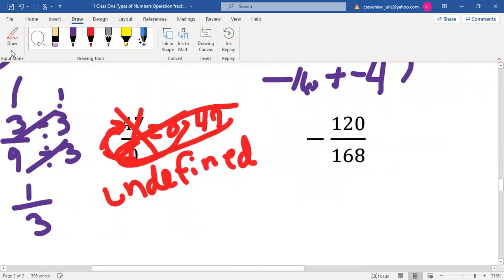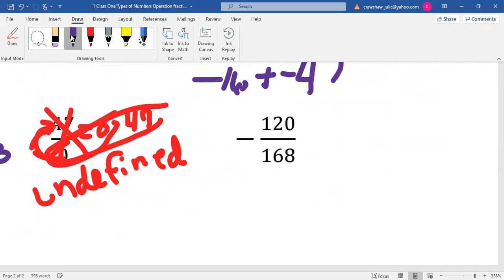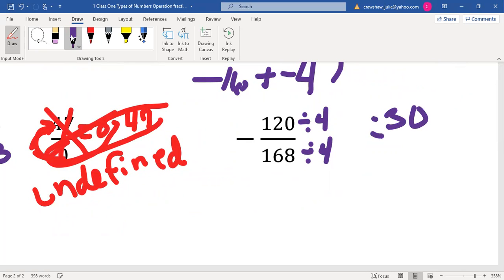Under the line, undefined. Now, a negative 120 over 168, they're both divisible by 4. So I can divide the numerator and the denominator both by 4. So 4 goes into 12 3 times, 4 goes into 0 0 times, so I have -30 on top. 4 goes into 16 4 times, 4 goes into 8 2 times.